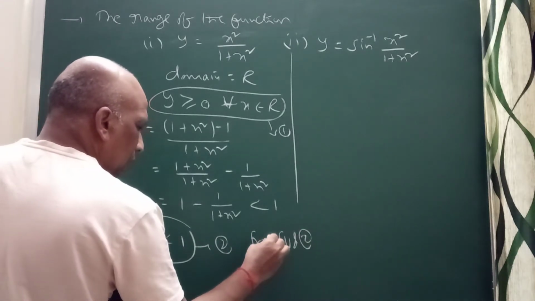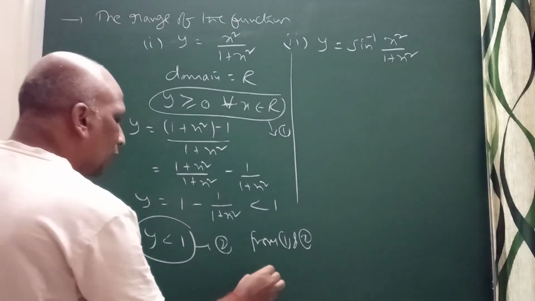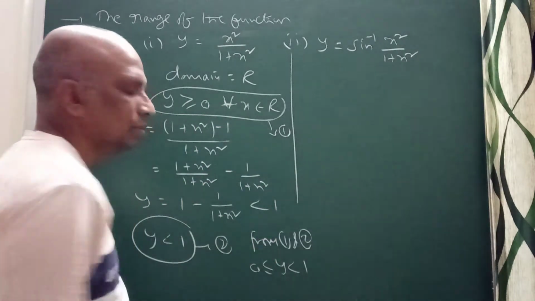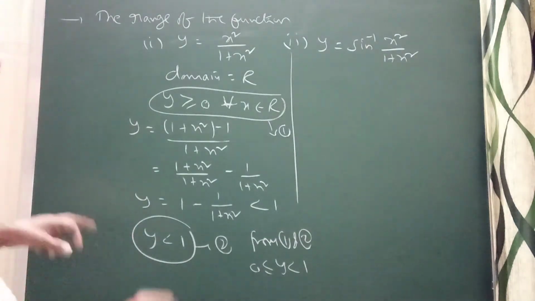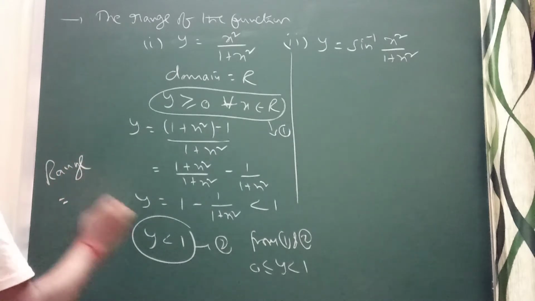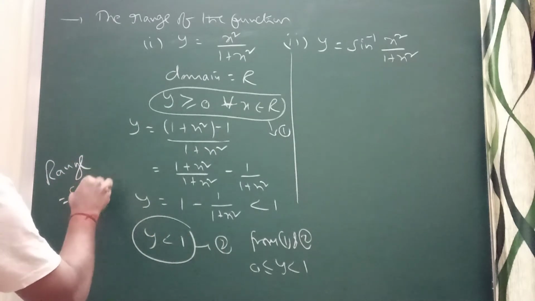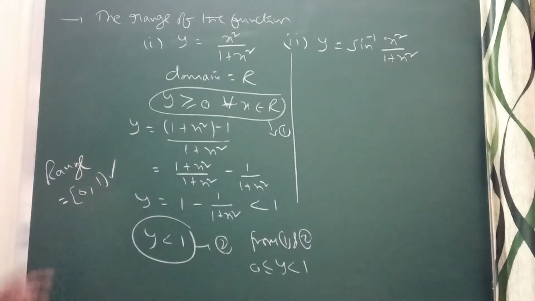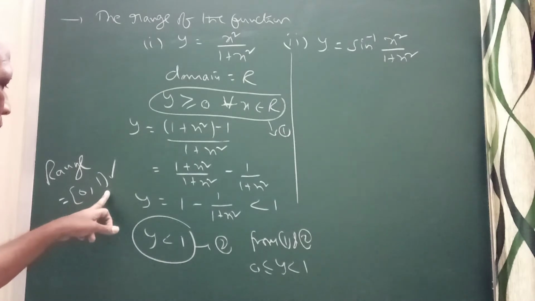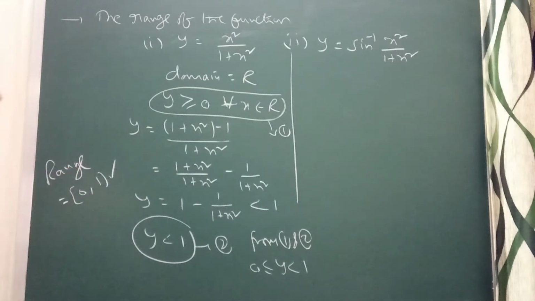You can decide from 1 and 2. I can decide here 0 less than or equal to y less than 1. Then what is the meaning of range of this will be? So range is equal to, I can consider here including 0, excluding 1. Range is equal to closed interval 0 and open interval 1, this one 0. This will be the range of this.